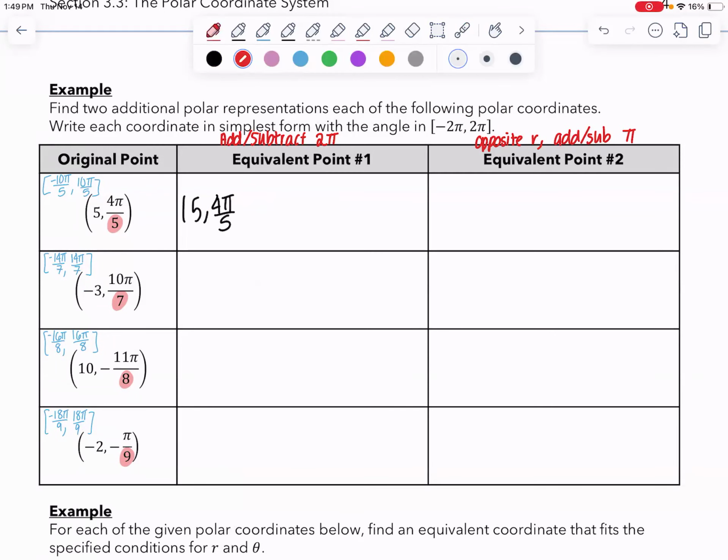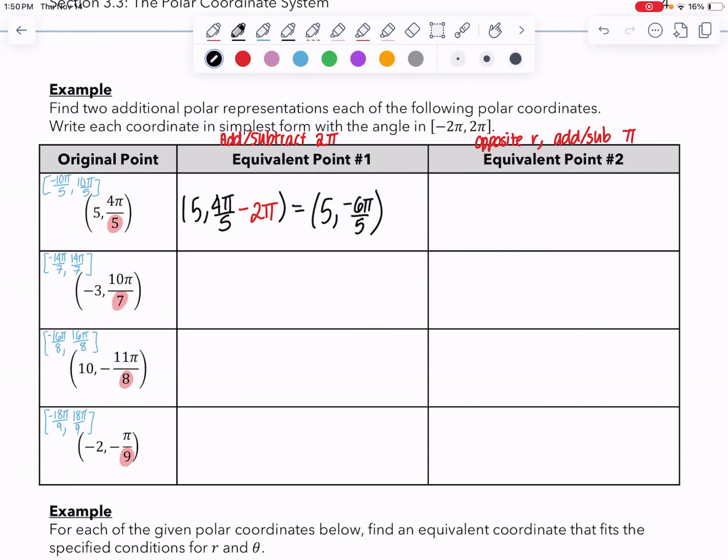So I'm going to do minus 2 pi. So that's minus 8 pi over 5 or 10 pi over 5. 4 minus 10 is negative 6. So this is the point 5 comma negative 6 pi over 5. That's the first equivalent point.